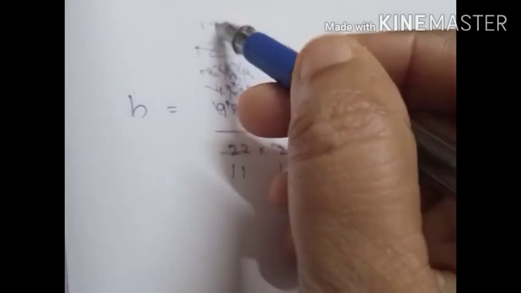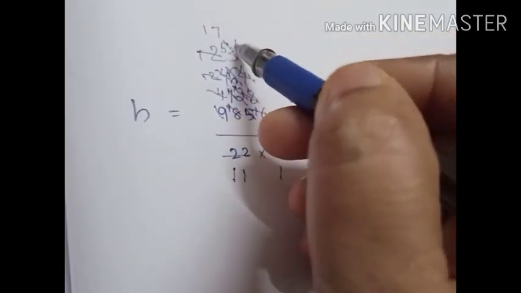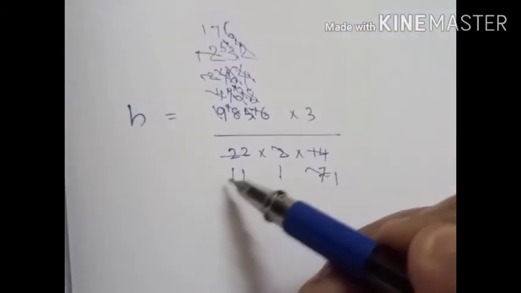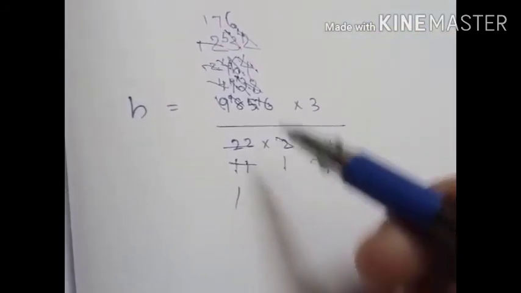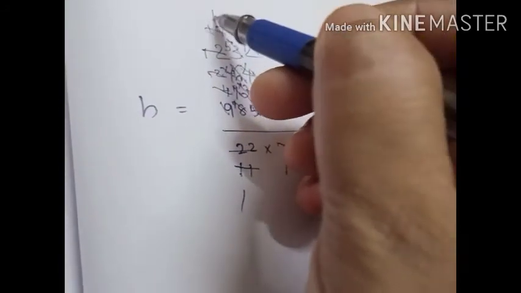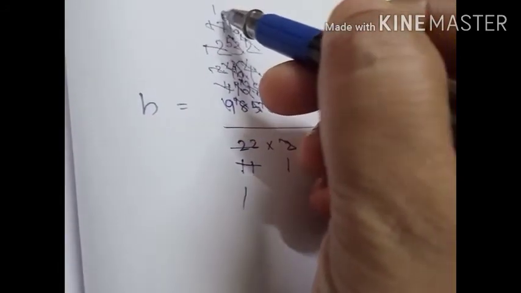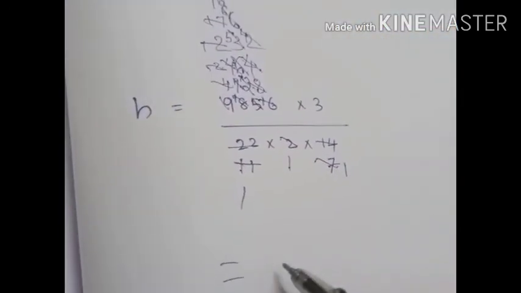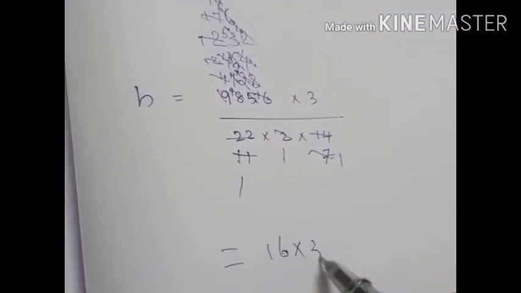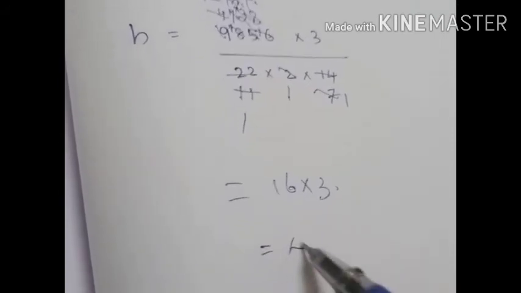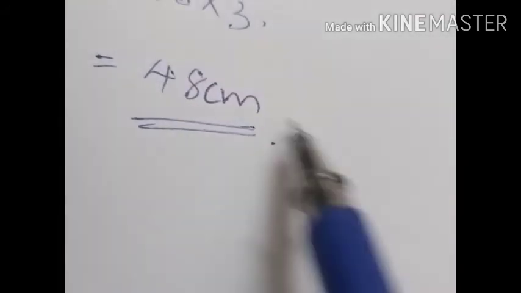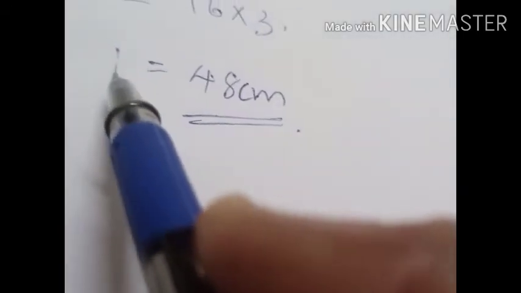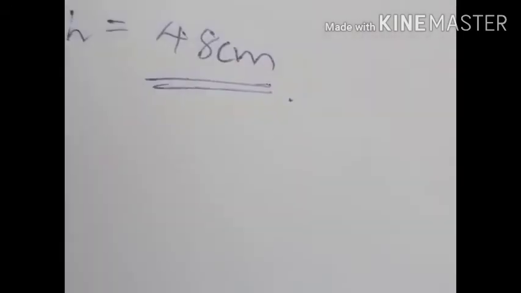In 53, 7 7s are 49. Remaining 4. In 42, 6 7s are 42. Then in 11, 11 by 11 is 1. Then 1 11s are 11. Remaining 6. 6 11s are 66. So we get the answer as 16 into 3. That is equal to 48 centimeter. Height is equal to 48 centimeter. Height of the cone is 48 centimeter.